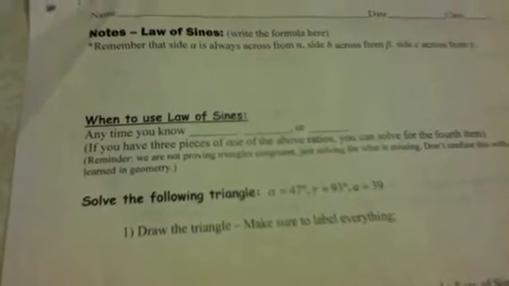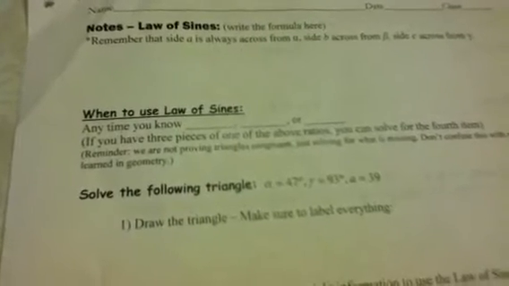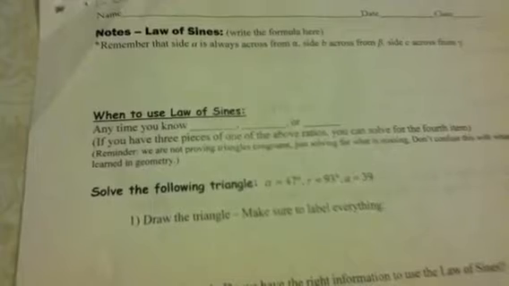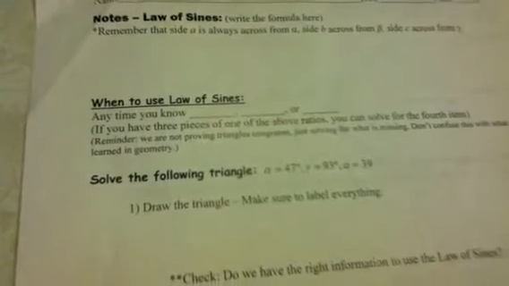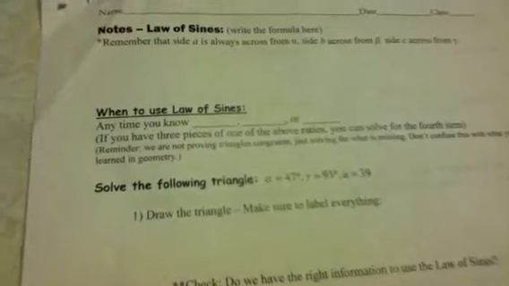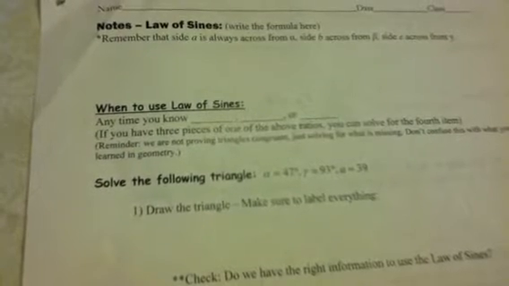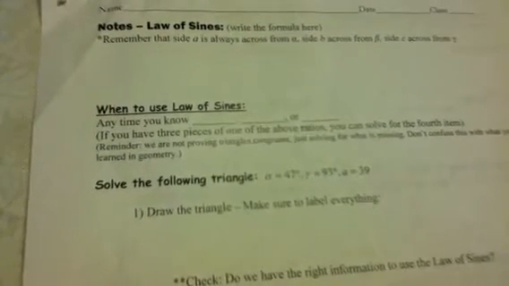This is section 5.1, which is law of sines. Law of sines is used to solve triangles that are not right triangles. We call them oblique triangles when they're not right triangles. If we have a right triangle, then we can solve it using sine, cosine, and tangent, you know, the SOHCAHTOA stuff. Or we can usually use the Pythagorean theorem or something to find one of the legs.